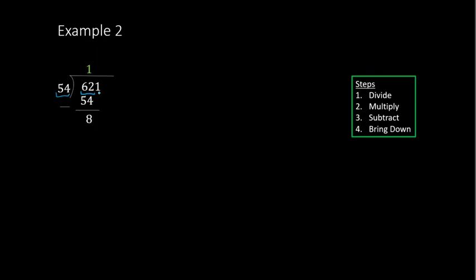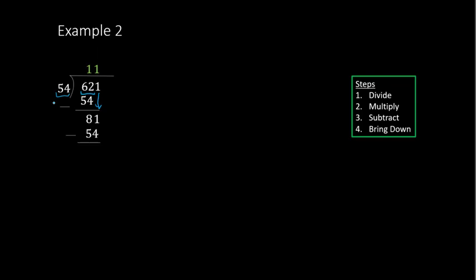Then step 4 is bring down the 1. So bring down the 1 and repeat. Now we can do 81 divided by 54. Again, 54 only goes into 81 one time, because if you try 2 times 54, that gives you 108, and 2 is too big. So it's just going to be a 1 again. We have a 1 up here, and then step 2 is multiply. 1 times 54 is 54.